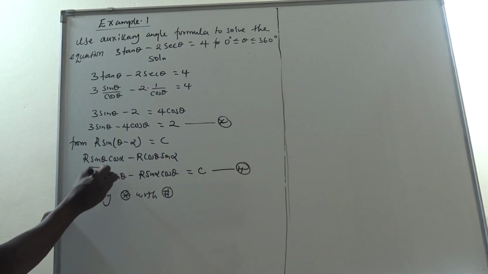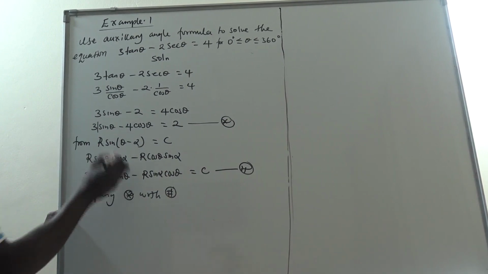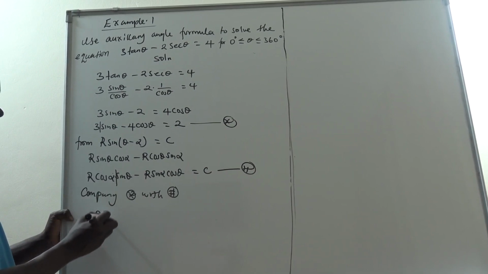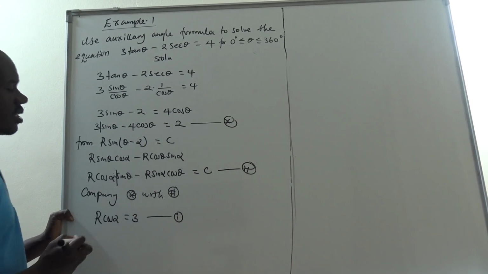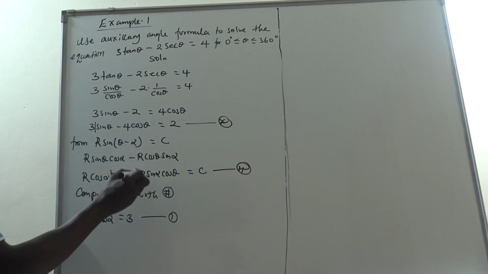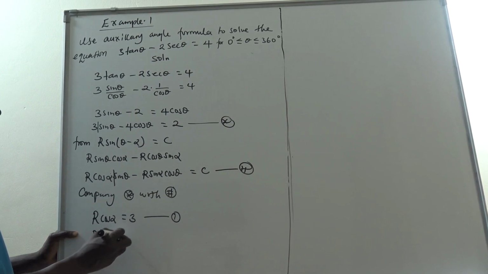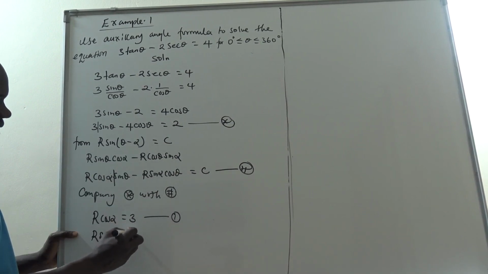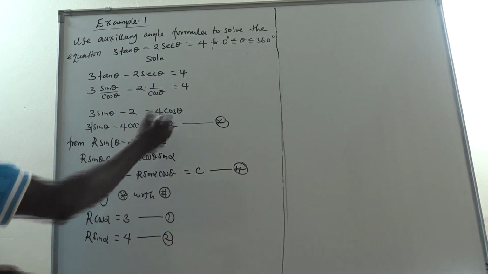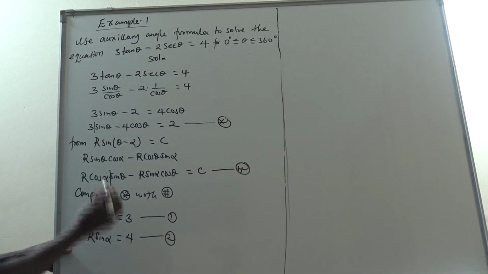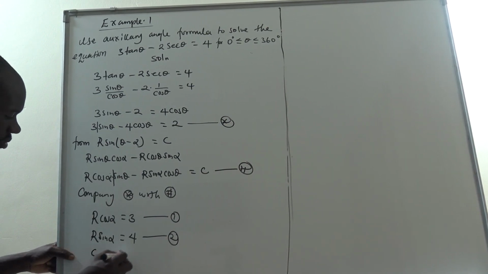We have r cos alpha equals 3, because you can see the sine. This is the first equation. We also have another one: r sin alpha equals 4. This is the second. And our c equals 2.